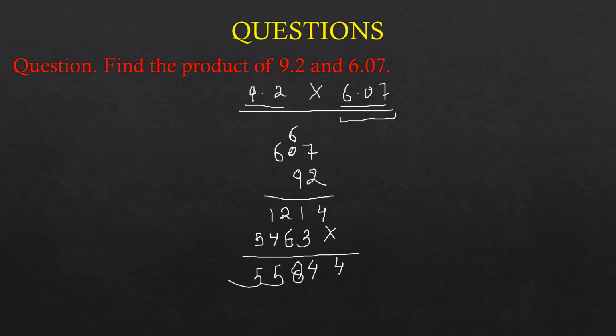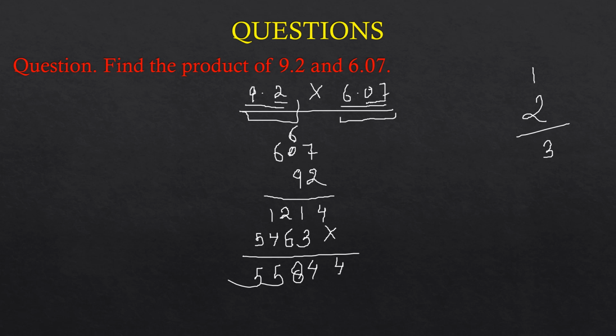Now we have the second step. In the second step, we have to count the decimal places from both the numbers, add them up, and mark the decimal point in the answer. In the first number 9.2, how many decimal places do you have? One decimal place. Here in 6.07, how many decimal places? 2 decimal places. So 1 plus 2 gives us 3. So in the answer we will mark the decimal point after 3 digits.